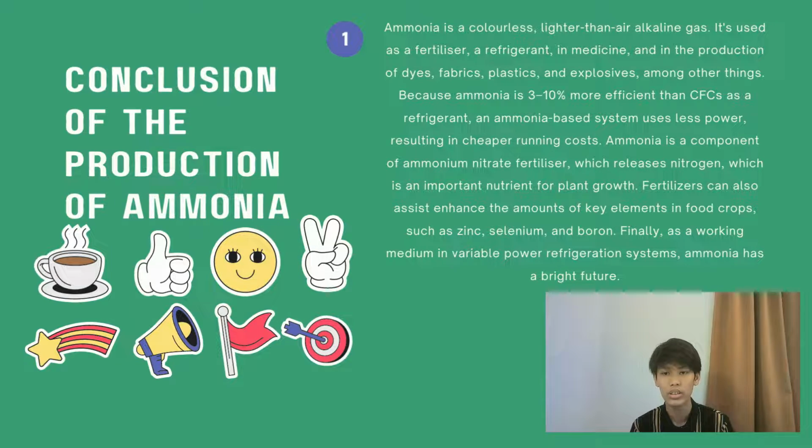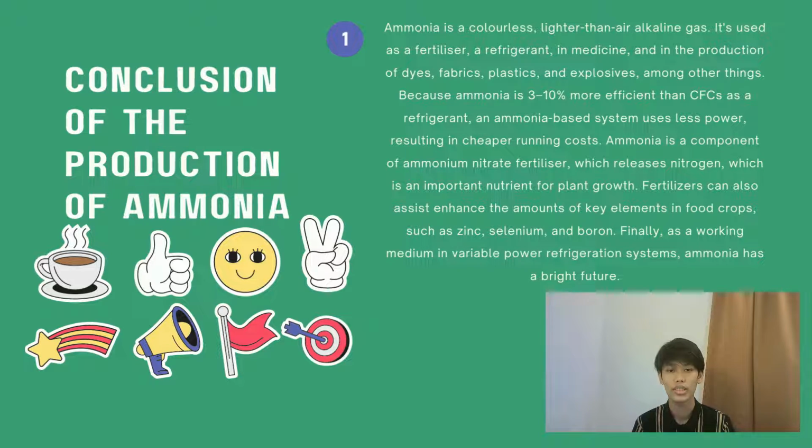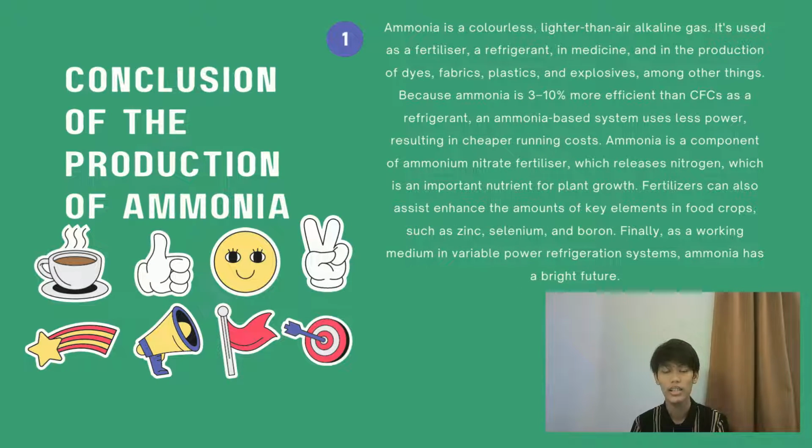Ammonia is a building block for ammonium nitrate fertilizer, which releases nitrogen, an essential nutrient for growing plants. Fertilizer can also help increase the level of essential nutrients like zinc, selenium, and boron in a food group. Lastly, ammonia has good features as a working medium in variable power refrigeration.